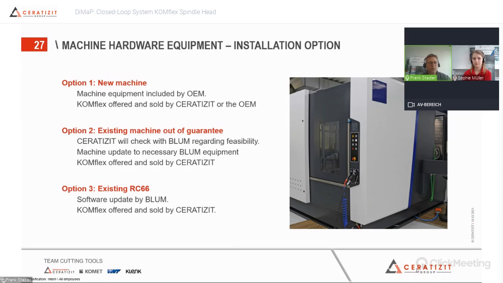Existing machine out of warranty is the second option. Check of possible integration by Blum. Hardware and software sold and installed by Blum. KOMflex and tools from CERATIZIT. Blum components and RC66 already present in the machine is the third option. Software update by Blum, KOMflex will be sold by CERATIZIT.